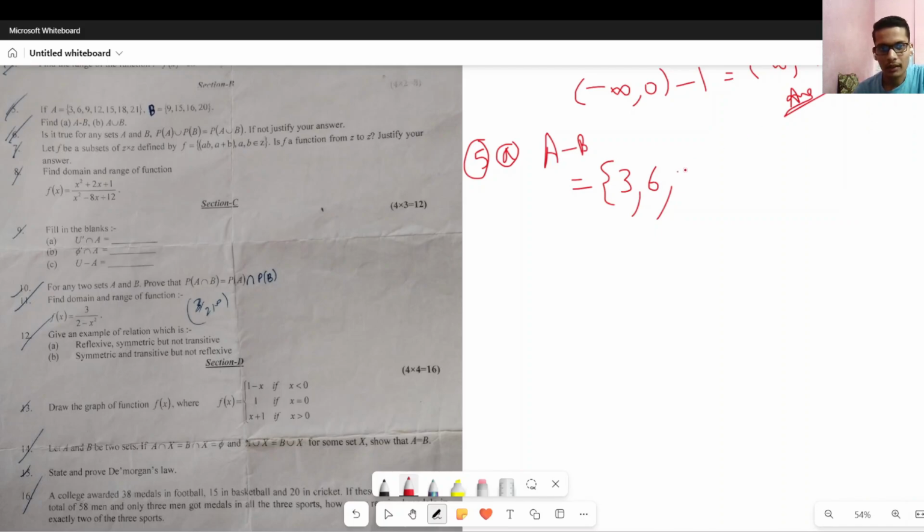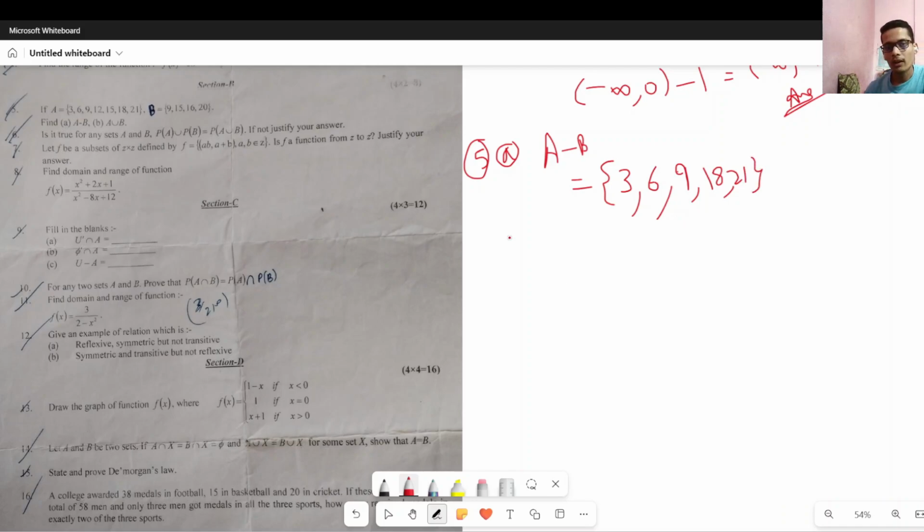I will write 12 here. And then the next element, that is 15. 15 is in both. I will not write 15. Then 18. 18 is only in A. I will write here 18. And then the last element, that is 21, is also in A. So 21 is also written.